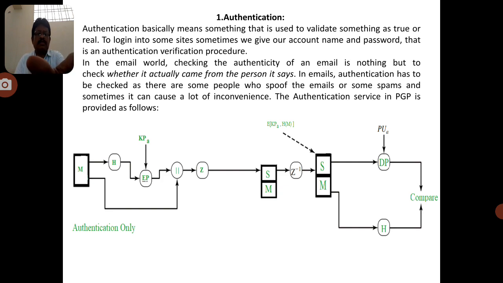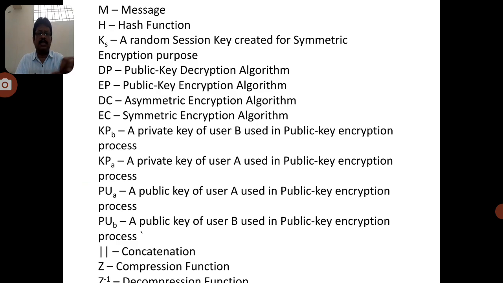PGP uses some notations. You can observe here a normal message, which we consider as the message M. We can use the hash function denoted by H, and a random session key created by the symmetric, that is KS. KS is the session key or symmetric key, which is selected randomly. The next one is DP, in the sense of public key decryption, the public key decryption algorithm.